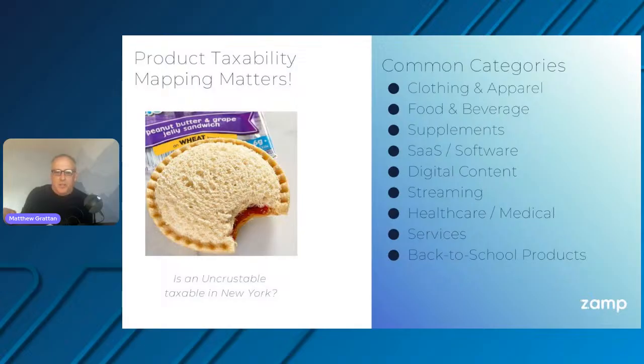And one question: the Uncrustable is exempt in New York. It's food for home consumption. It's considered a snack, which is exempt in New York. But supplements, I'll cover SaaS and software on the next slide.